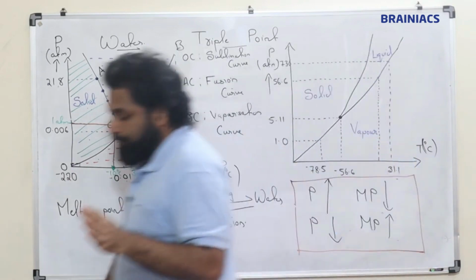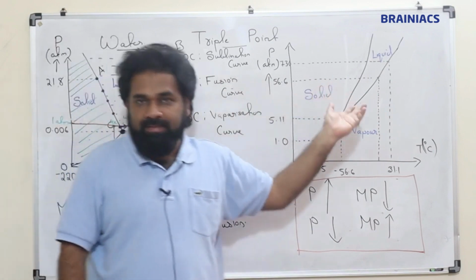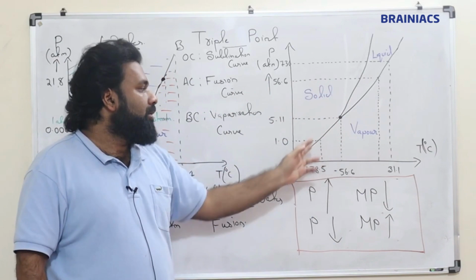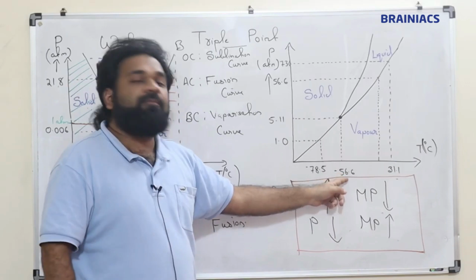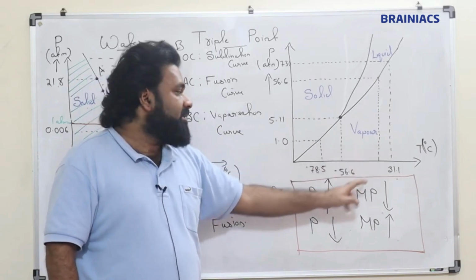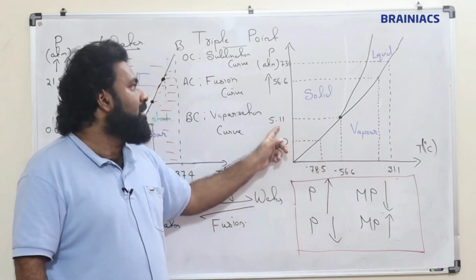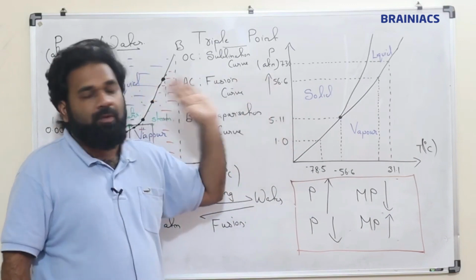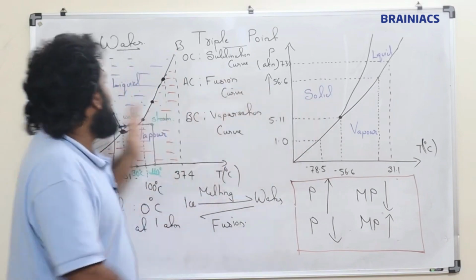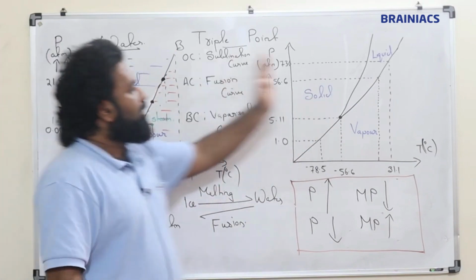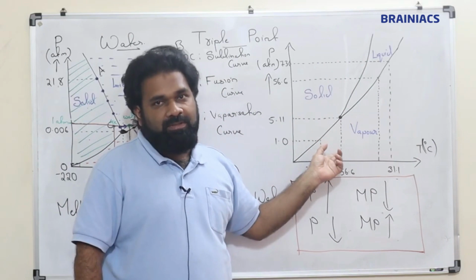Clear? Now this was about water. Now this figure is also given in NCERT, so I have drawn that also. That is also the same behavior, but the values are different. Here the triple point is minus 56.6 degrees Celsius, and the corresponding pressure for the triple point is 5.11 atmosphere. Okay, this is for carbon dioxide. So same way, the curve is slightly different.